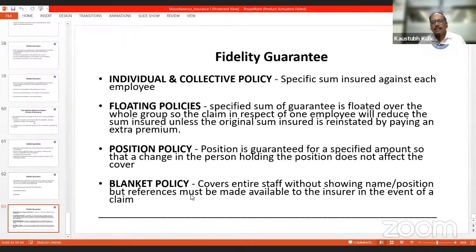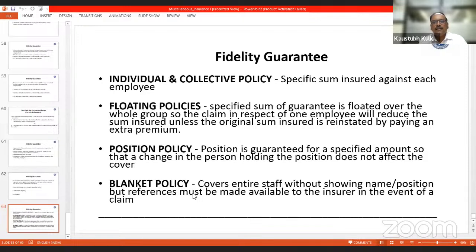Floating policies can also be issued. And what are the floating policies? Specified sum of guarantee. What is sum of guarantee? It is the sum insured or the limit of liability. So the specified sum of guarantee is floated over the whole group. So the claim in respect of one employee will reduce the sum insured unless the original sum insured is reinstated by paying an extra premium. So here the principle of floater will come into the picture.